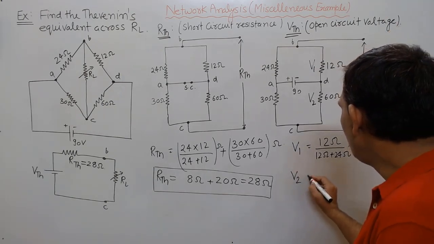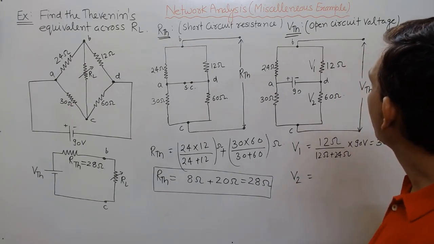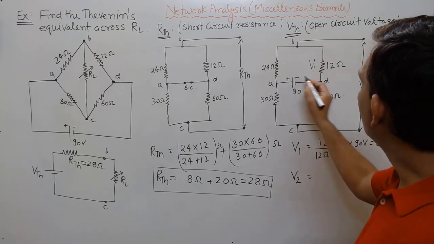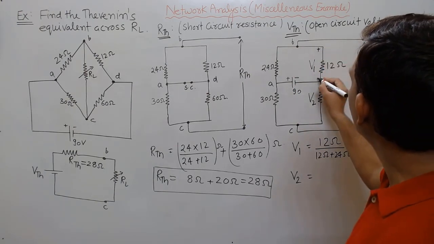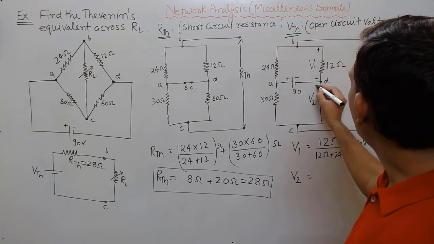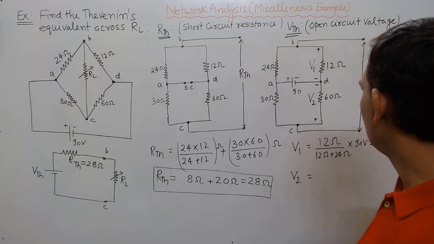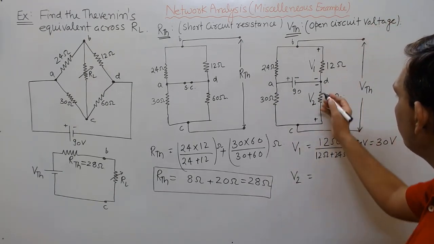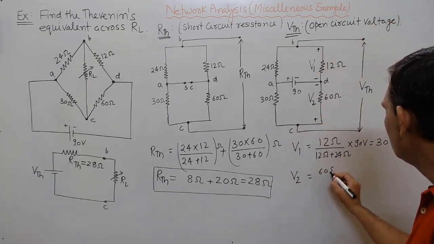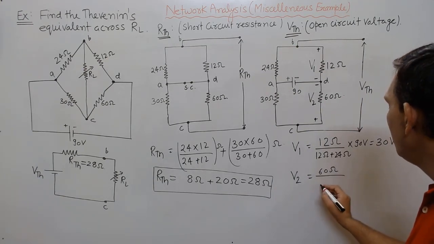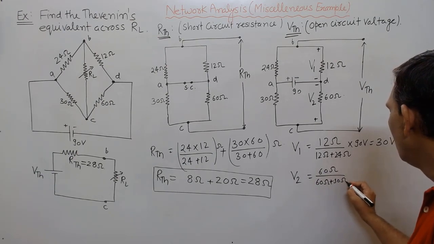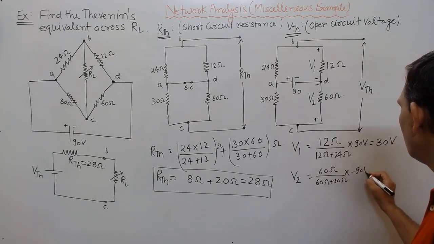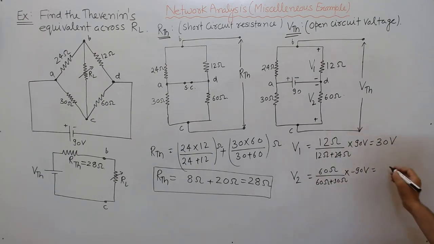And similarly, V2 is, now this polarity of V2 will be negative. This polarity will be plus minus and this polarity will be minus plus. So V2 is given by 60 ohm divided by 60 ohm plus 30 ohm into minus 90 volt. So this will be minus 60 volt.